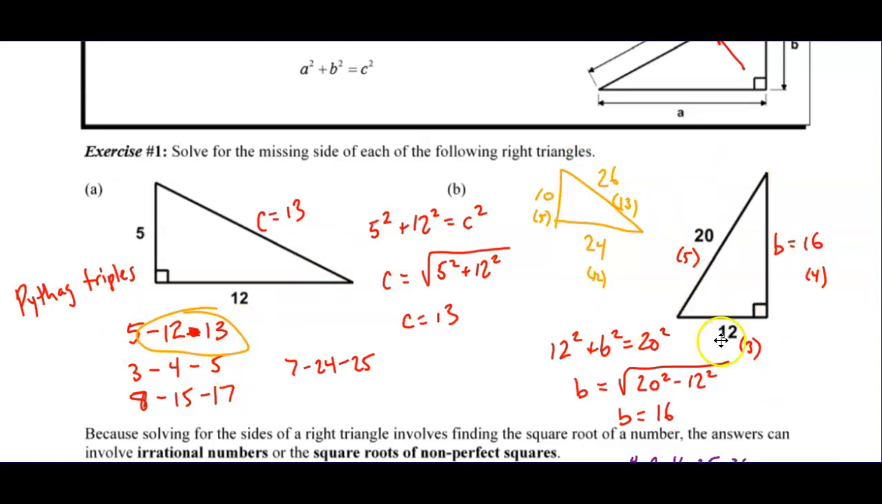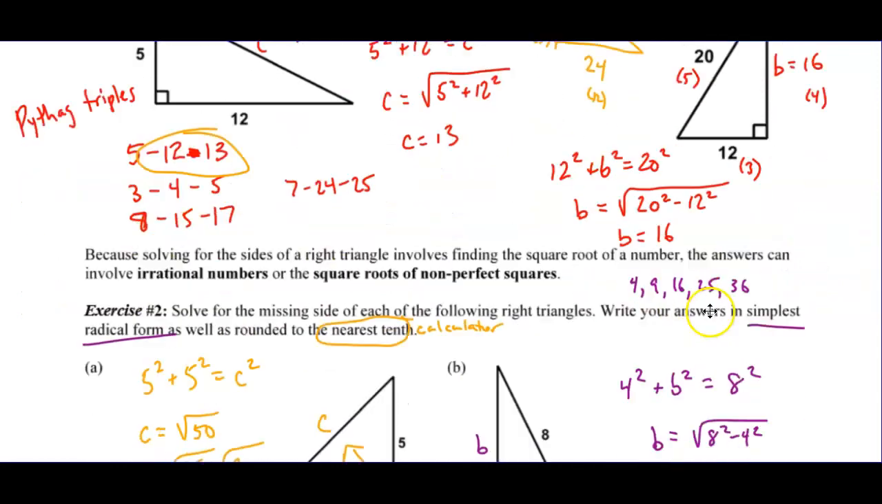So what this one would have been, if I took the 12 and the 20 and reduced them to 3 and 5, then I'm seeing two parts of a triple. The third part would have had to be 4, and therefore, since I reduced by 4, this has to be times 4. So triples can really help.